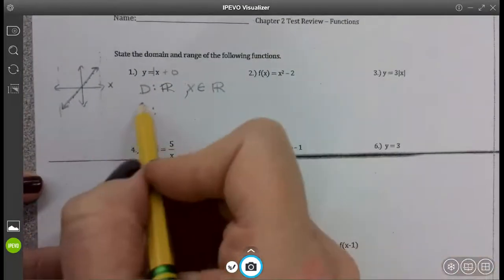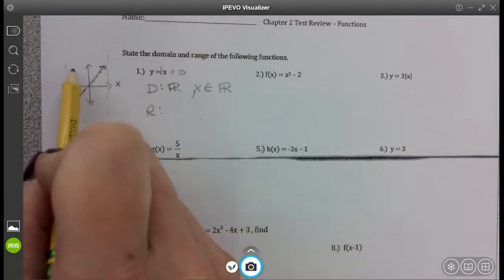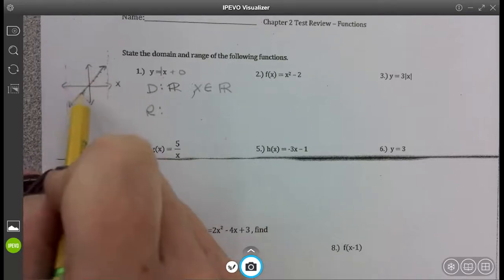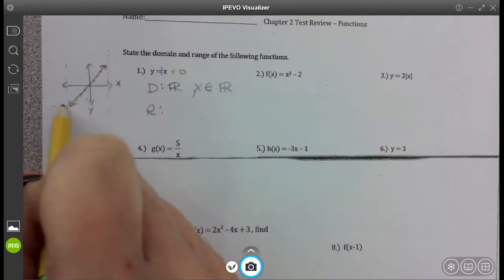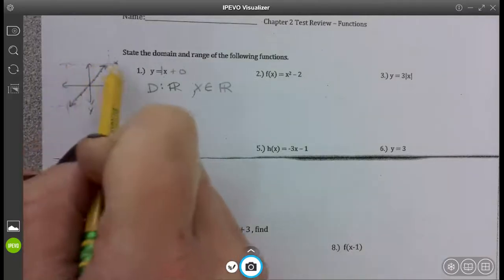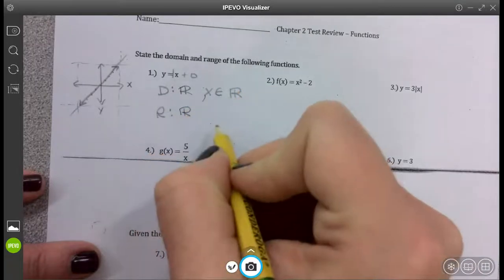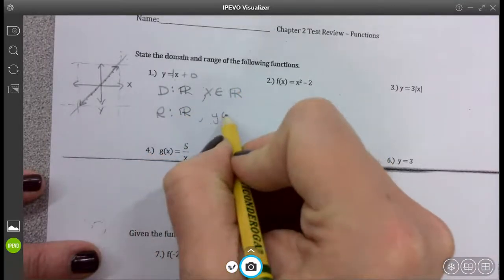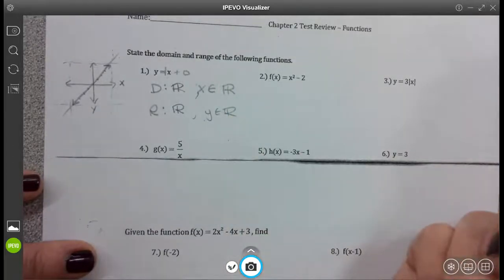Okay, range. If anything can come in, more than likely anything can come out. We see here that it extends to all the positives, it extends to all the negatives on the y value. There's no barriers. If I put barriers, it's going to break through. So there's no barriers here as well. So you could say all real numbers, or you could say y is an element of all the real numbers. You don't have to put both of these things. I'm just showing you one or the other.